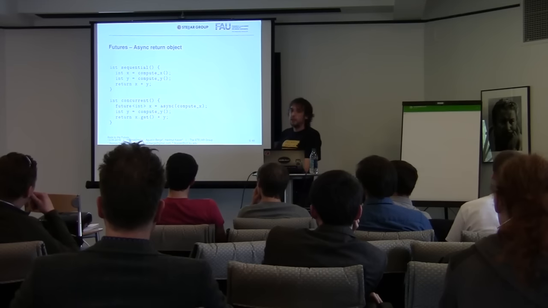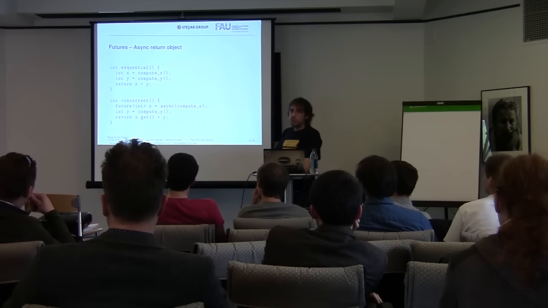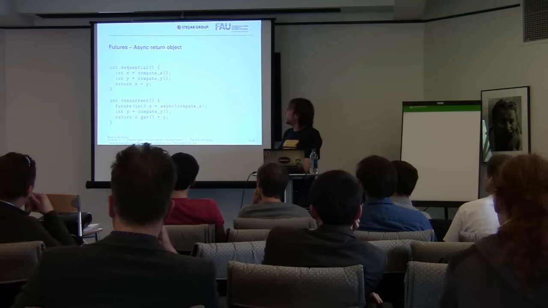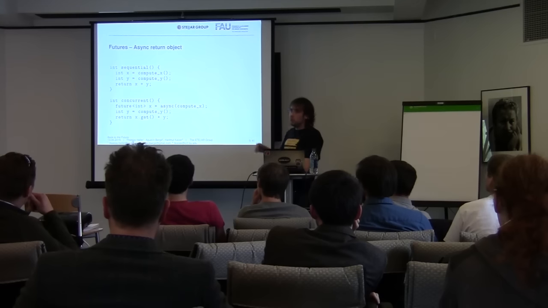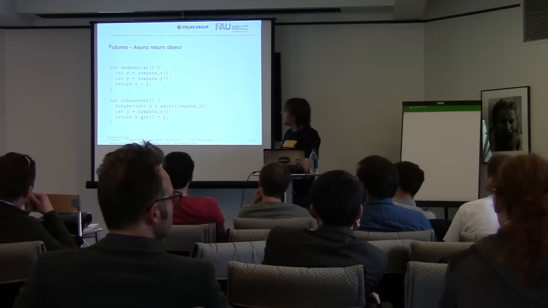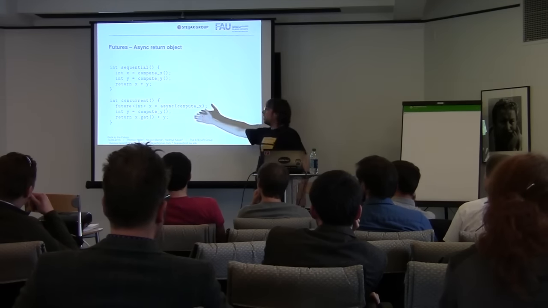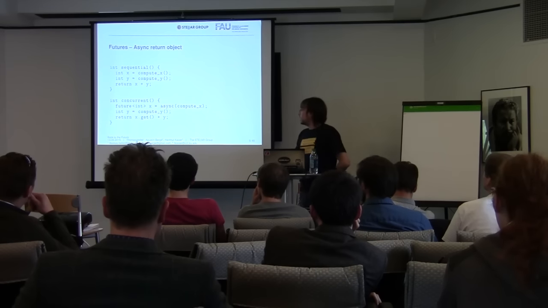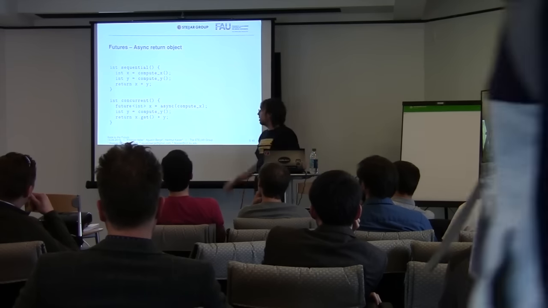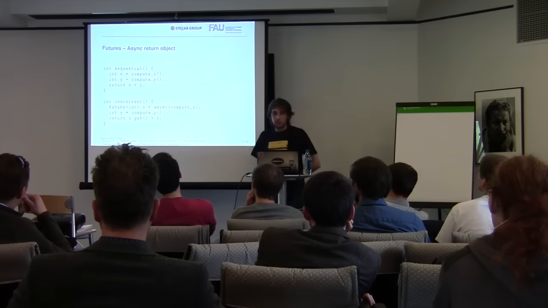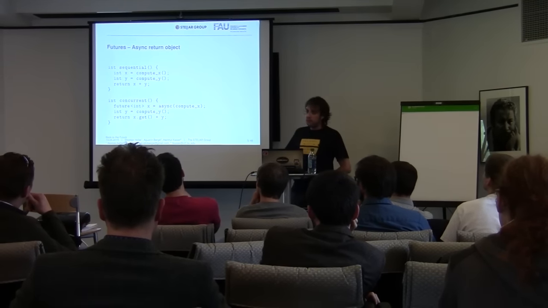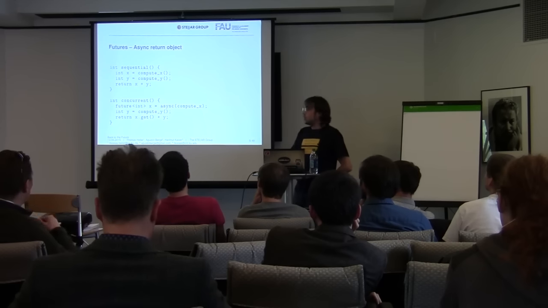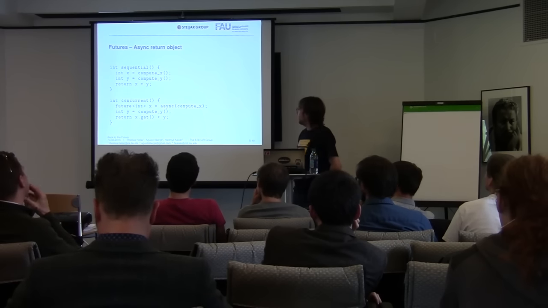Now, we want to execute those two functions concurrently. Let's say that they take a fair amount of time to execute, and most machines today have at least two cores. So it makes sense to run these two at the same time. So what we're going to do is use async. And async is a facility that takes a callable or a function object, as well as a number of arguments, and it invokes that function as if in a new thread.